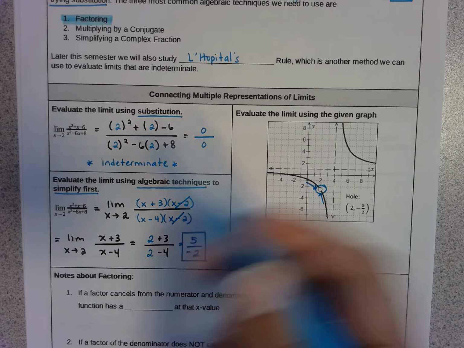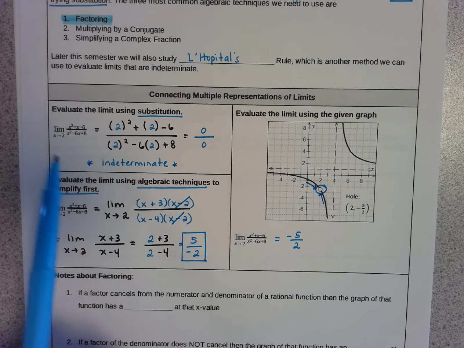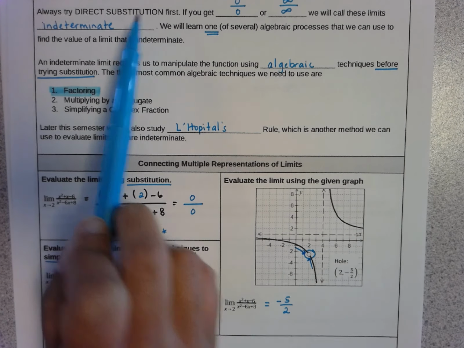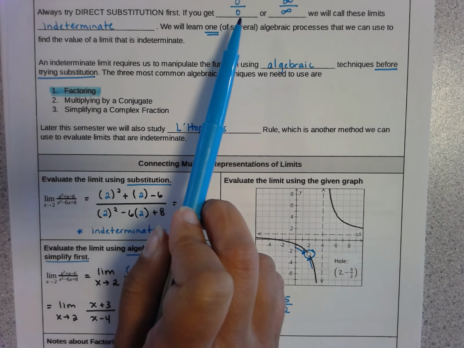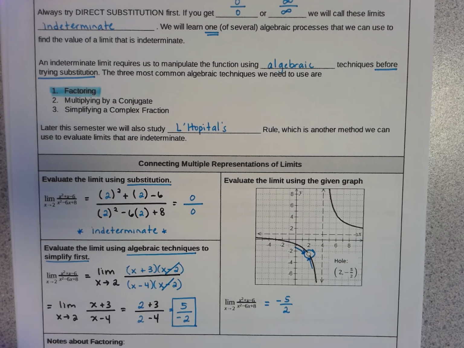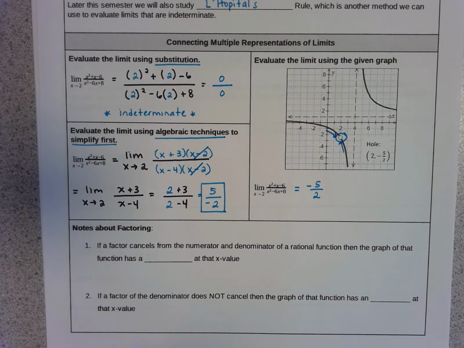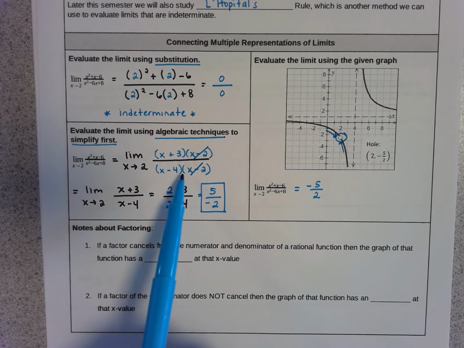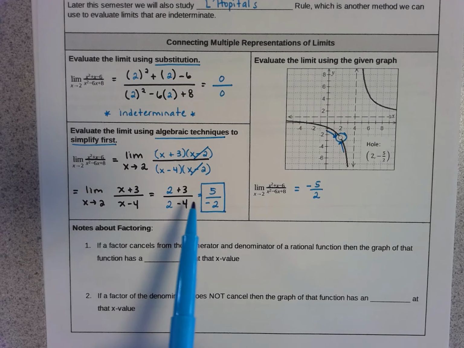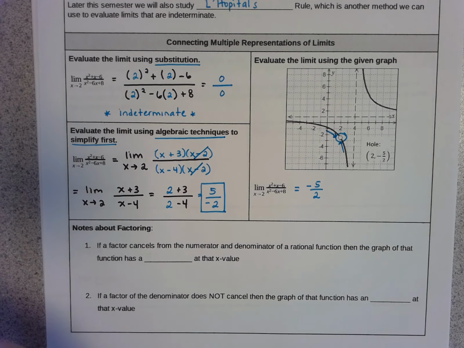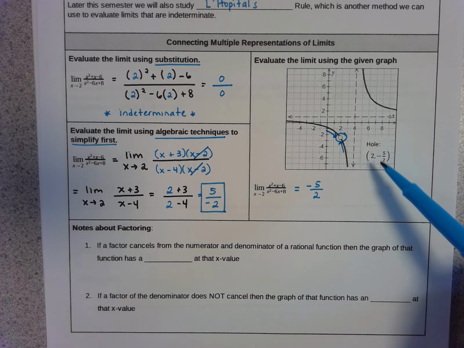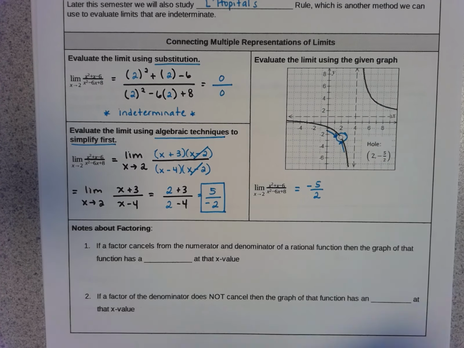Now, here's why we went through this process. If you stuck to just trying direct substitution first, which is our rule, we're going to get an indeterminate limit. One of the techniques we can use to simplify these types of limits is factoring. And when we factor before we try substituting, after we substitute, after simplifying, we actually end up getting a real answer, which confirms that the limit is actually the location of the hole in the graph.